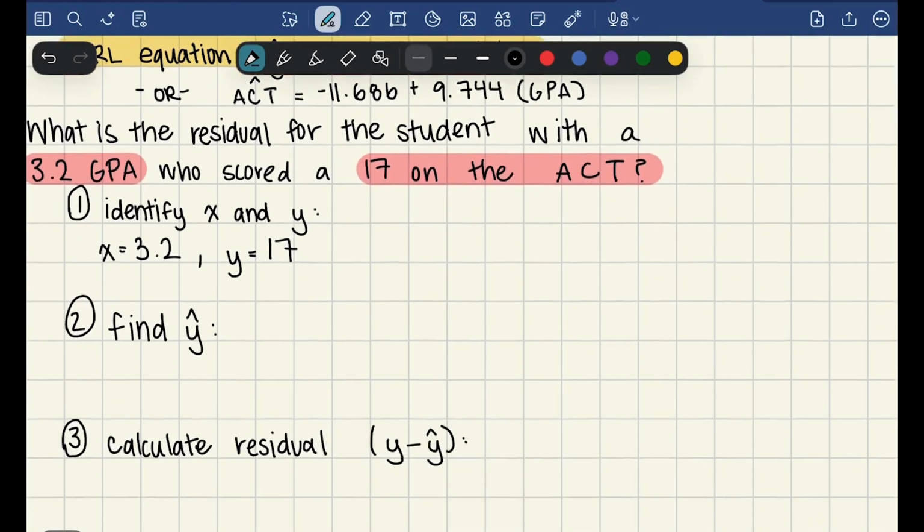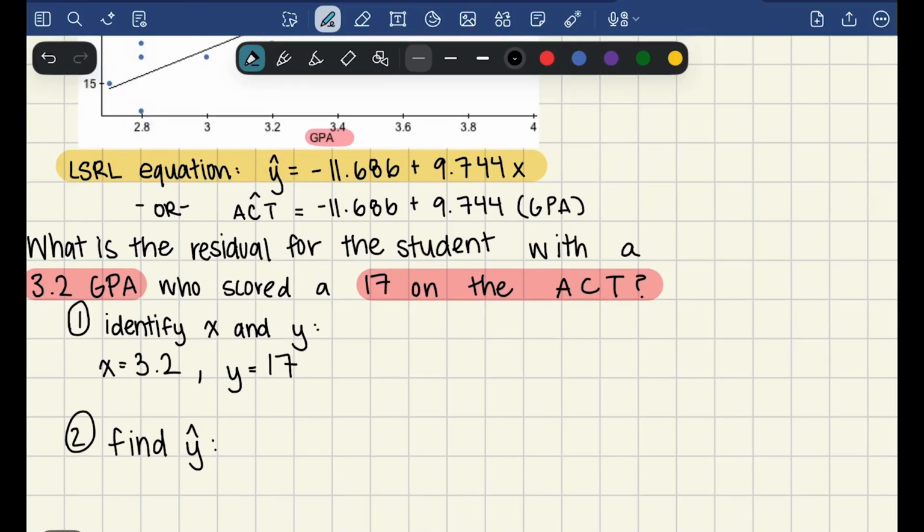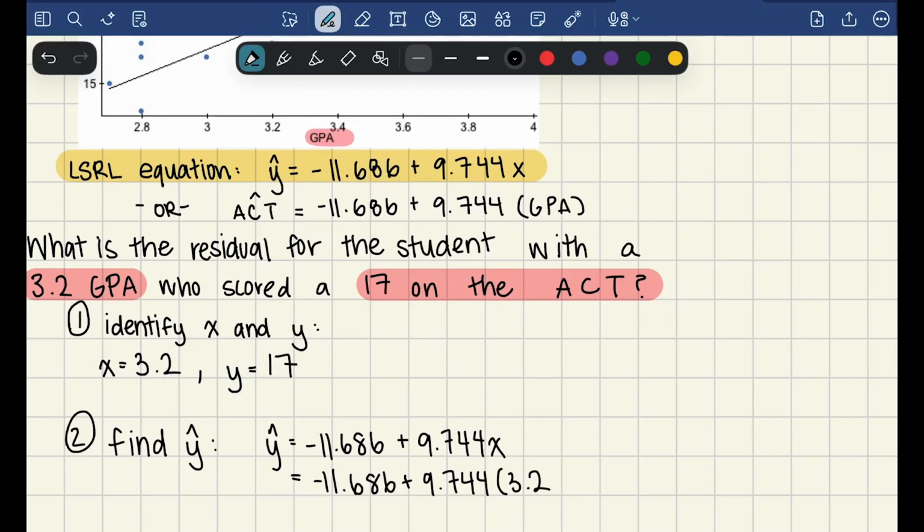Next, we need to find y hat at x using the equation of our least squares regression line, which looks like this. Y hat equals negative 11.686 plus 9.744 times x. All we're going to do here is plug in our x coordinate, which is 3.2, for x in our least squares regression line equation, which turns out to be 19.49 once you plug all of that in your calculator.